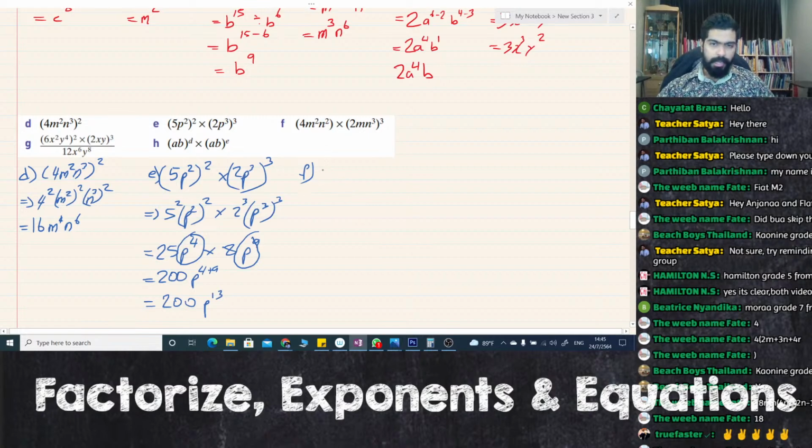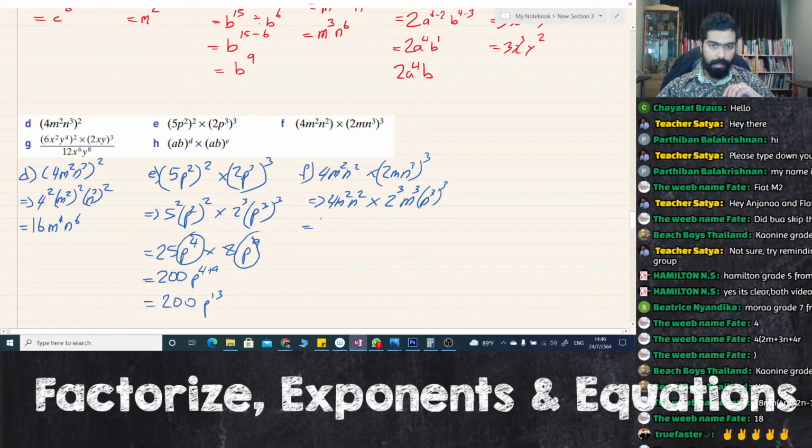So what we have here, guys, we have 4m squared n squared multiplied with 2m n cubed raised to the power of 3. Right, guys? So let us try solving it. So first, we have 4m squared n squared, which will be the same, right? And now multiplied with, all of this inside, we are going to raise it to the power of 3. So we have 2 to the power of 3, m to the power of 3, and n cubed to the power of 3, right?